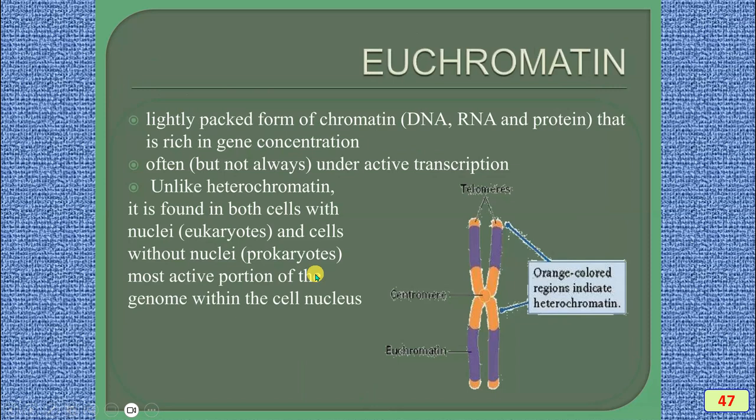this particular photograph. And euchromatin is the one in which the DNA and RNA proteins are packed to form the chromatin that is rich in gene concentration, often under active transcription. Unlike heterochromatin, it is found in both cells with nuclei and cells without nuclei. In prokaryotic cells it is also seen, and it is the most active portion of the genome within the cells. This euchromatin is most active.